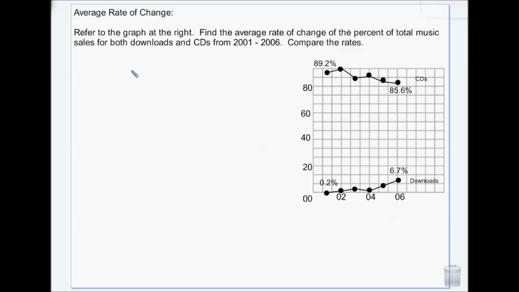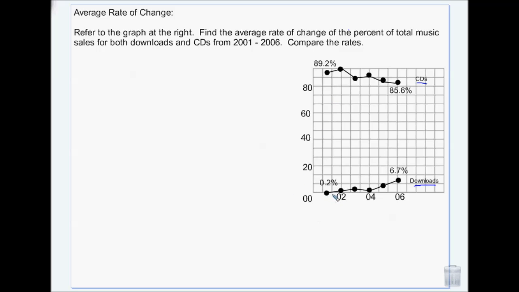What we have is an inconsistent rate of change. Here we have CD sales, and here we have download sales of music. And so CD sales are going up, they're going down, they're going up, they're going down, they're going down more. But it's at a different rate because, well, it's a human element, and human behavior is often unpredictable.